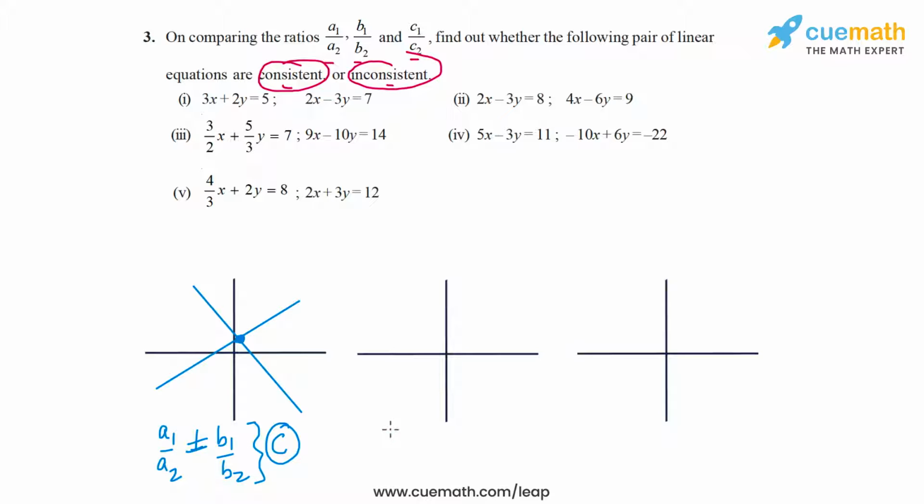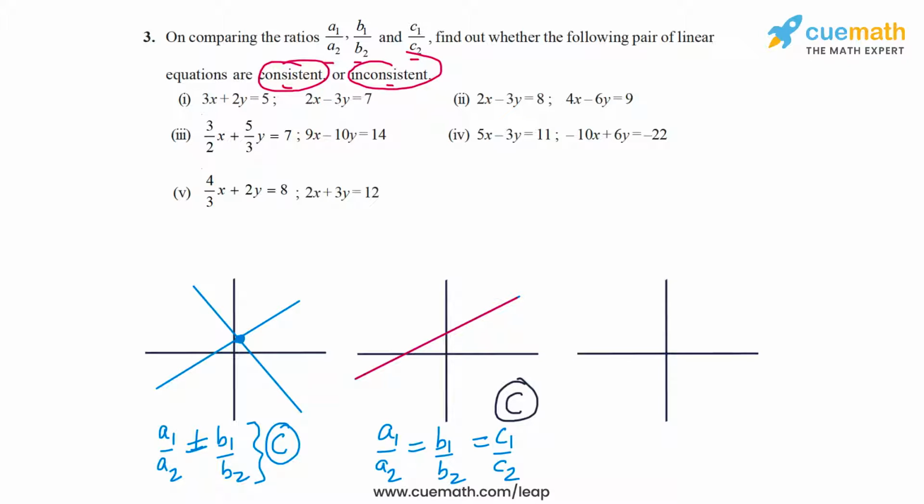The second possibility is that a1 by a2 is equal to b1 by b2 is equal to c1 by c2. So all the three ratios are equal, and in this case the lines representing the pair of equations will be identical. So the first and the second line will be coincident, which means that all points on one line will be common to the second line. In other words, this pair will have infinitely many solutions. So in this case also the pair of equations is consistent because there are infinitely many solutions of the pair.